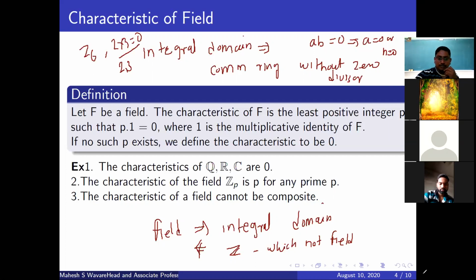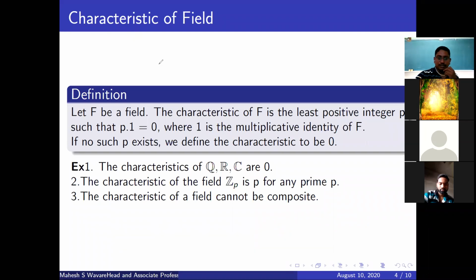So the definition of characteristic of an integral domain will be the same as the definition of characteristic of a field. So let us define it here. What do you mean by characteristic? It is the least positive integer p such that, as we have mentioned, p times 1 means 1 is added p times. P is just a positive natural number. It is just 1 plus 1 plus 1. So instead of writing this, we are writing p times 1. That's why I explained that in the last slide. So this becomes 0.